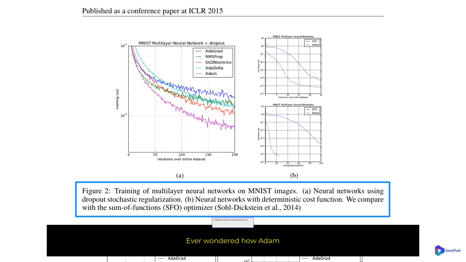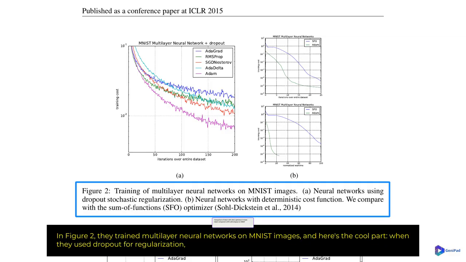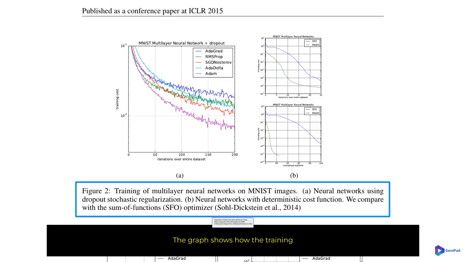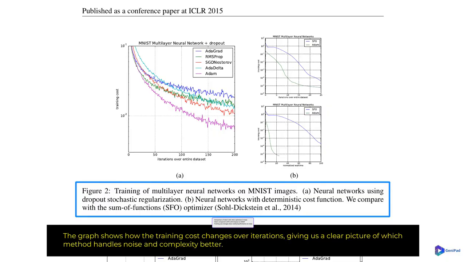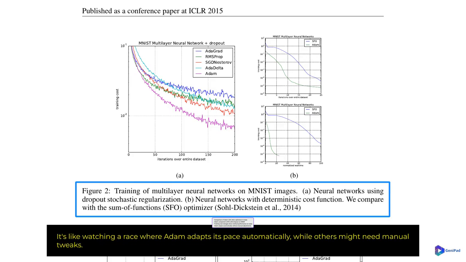Ever wondered how Adam stacks up against other optimizers in real-world tests? In Figure 2, they trained multi-layer neural networks on MNIST images. And here's the cool part. When they used dropout for regularization, Adam was compared to SFO. The graph shows how the training cost changes over iterations, giving us a clear picture of which method handles noise and complexity better. It's like watching a race where Adam adapts its pace automatically, while others might need manual tweaks.